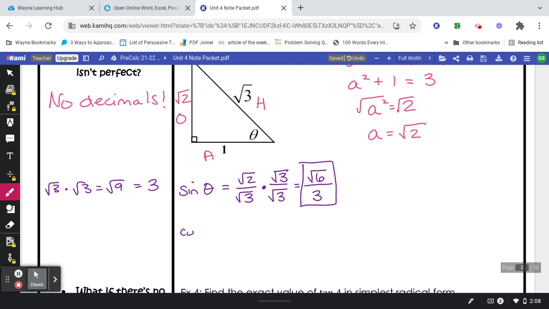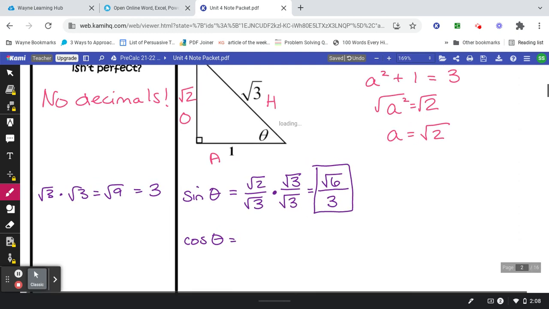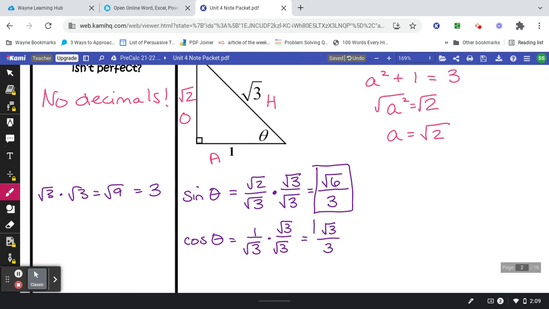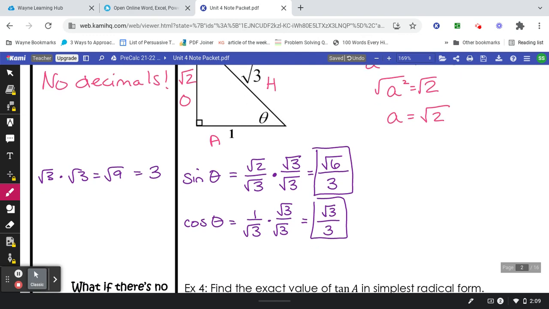Let's do the same thing for cosine. Cosine A over H, 1 over radical 3. Similar situation here. We're going to multiply by radical 3. In the numerator, 1 times radical 3 just becomes radical 3. And the denominator I have that same exact problem, so I just end up with a 3. For tangent, I have O over A, radical 2 over 1. I like that because the 1 doesn't need to stay there, and I'll just shortcut it to radical 2.